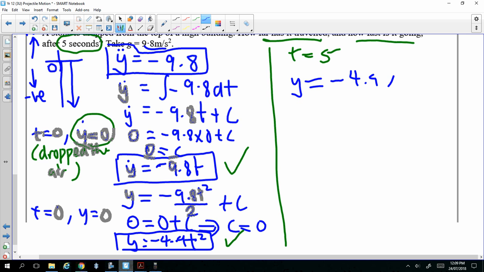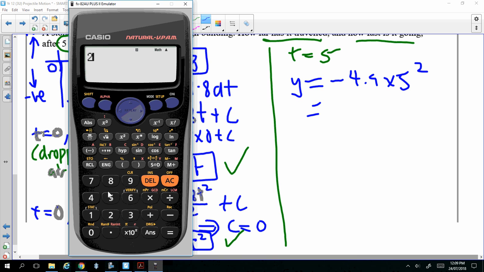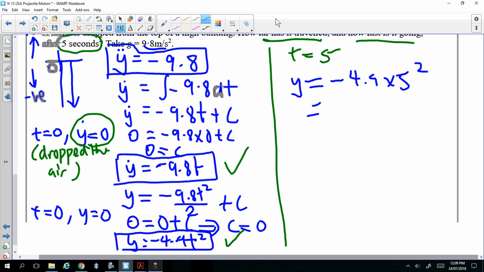The displacement will be negative 4.9 times 5 squared. If you use your calculator, you will get negative 122.5. The negative means you're going below 0, so the distance traveled, you would have traveled 122.5 meters. Let's work out y dot.